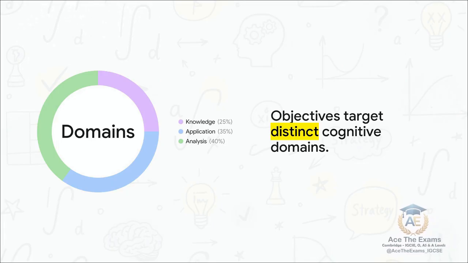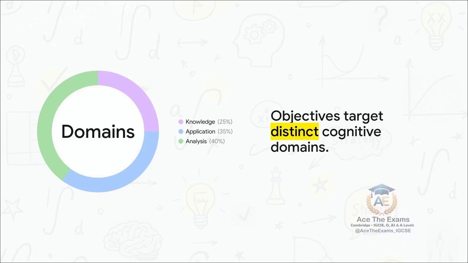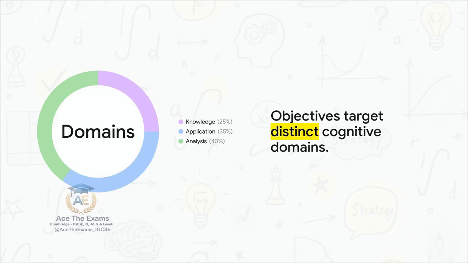Cambridge actively targets specific cognitive domains to test this depth. Knowledge and understanding? That's just your baseline. That's just knowing that integrating cosine gives sine. Application is taking that rule and using it on cosine of 3x minus 4. But analysis, that is the holy grail. That's where the highest tier marks live.